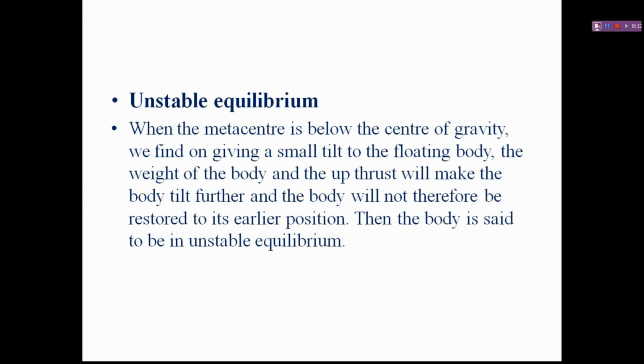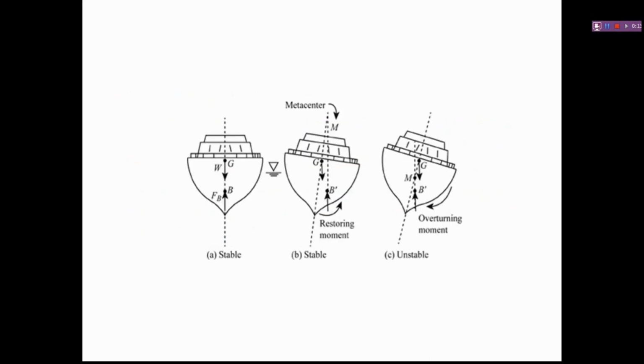Then the next one is unstable equilibrium. That is when the metacenter is below the center of gravity. In the earlier case, the metacenter was above the center of gravity. Here, when the metacenter comes below the center of gravity, we find that on giving a small tilt to the floating body, the weight of the body and the upthrust will make the body tilt further. That means after tilting, the body will tilt further, and it will turn upside down. The body will not be restored to its earlier position. Then the body is said to be in unstable equilibrium.